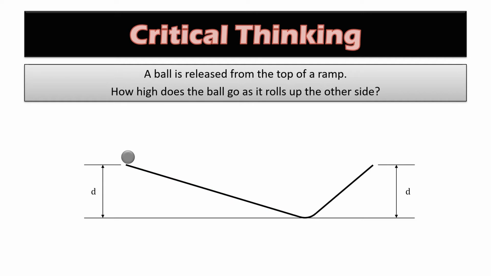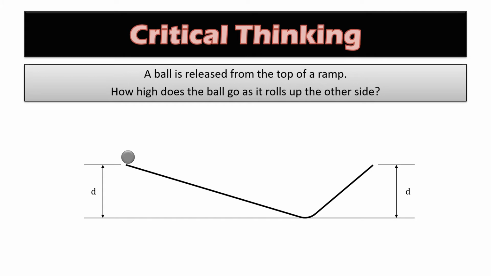So here are some schools of thought. It's got a long time to accelerate. So does that mean it's going to get fast? And then it doesn't have as much of a distance to decelerate. Like this is a longer distance. This is a shorter distance. So does that mean it's going to go flying off the top of the ramp? That's one school of thought.